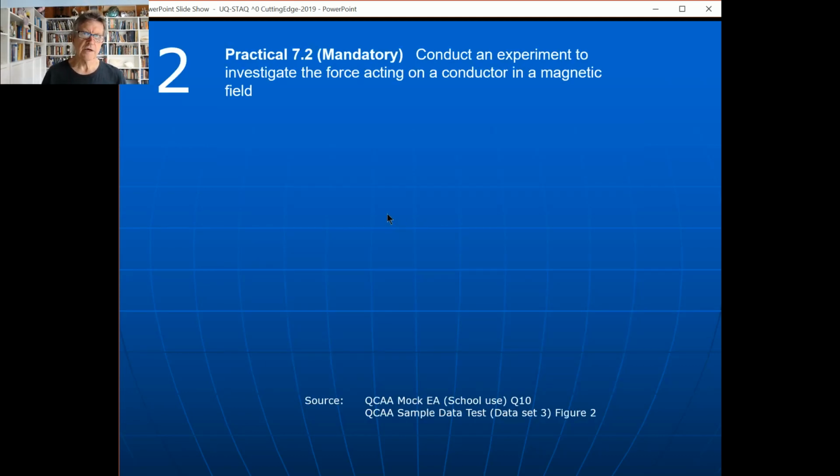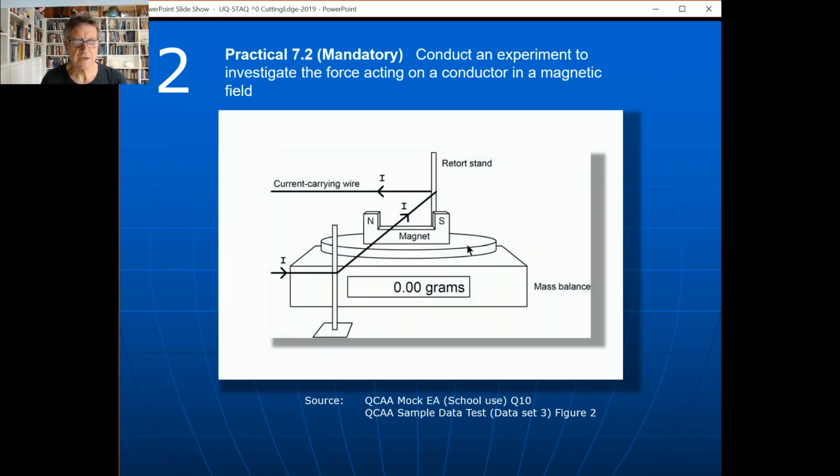Okay, let's move on. Another experiment, the other mandatory experiment, is to investigate the force acting on a conductor in a magnetic field. When you think of a conductor, you usually think of a current-carrying wire, and the magnetic field produced by permanent magnets, and that's the simplest one. Now, I've got a diagram here that comes from the mock external exam. That was for school use only, so it wasn't publicly available at the time, and the sample data test that you would probably all have seen, but it's this figure here.